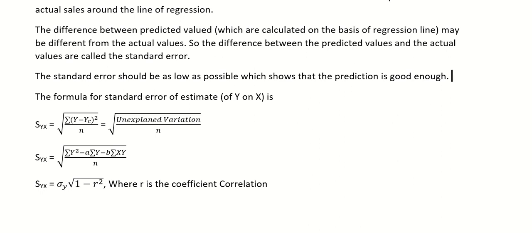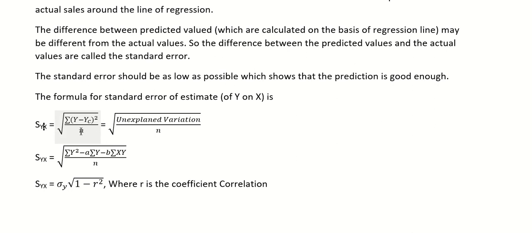There are basically three formulas to calculate this standard error. The formula for standard error we have shown in the form of y on x. It means y is the dependent variable and x is the independent variable. But in a certain question, if we want to calculate x on y, we just replace the values of y with x. That is it. So here, standard error of y on x: y is the dependent variable and x is the independent variable. The formula is under the root summation of (y minus Yc) square divided by n.